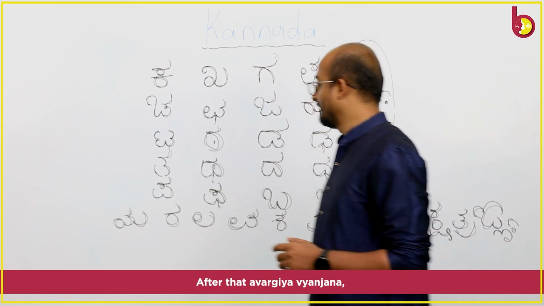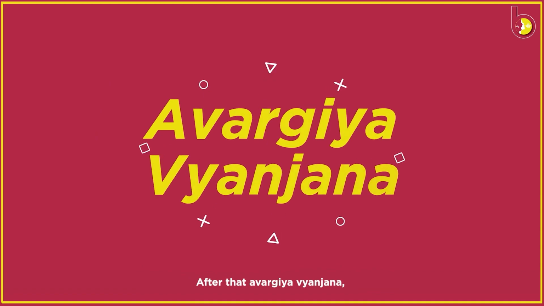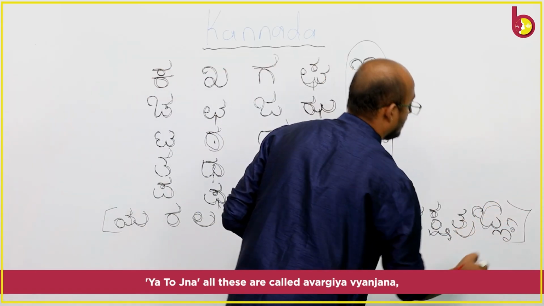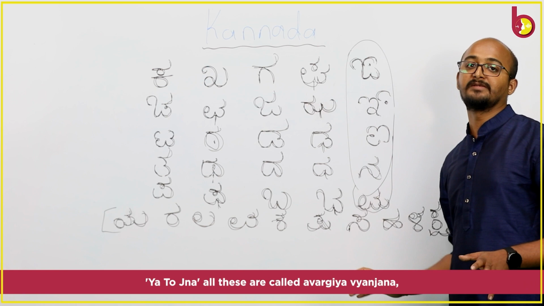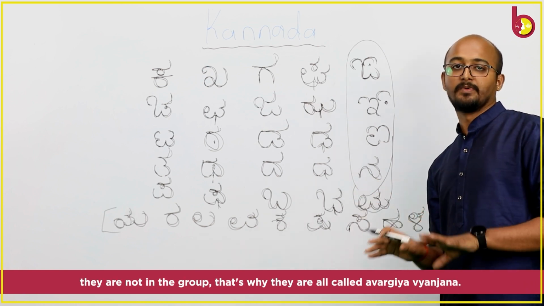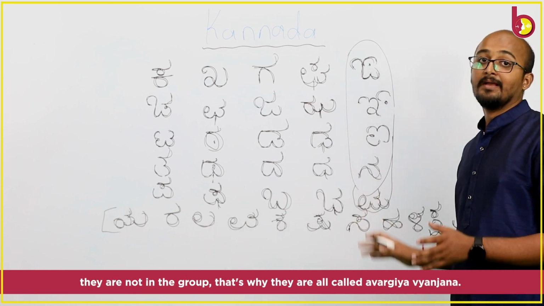And after that, Avargiya Vyanjana. Ya to gna is there, no? All these are called Avargiya Vyanjana. They are not in the group. That's why they are called Avargiya Vyanjana.